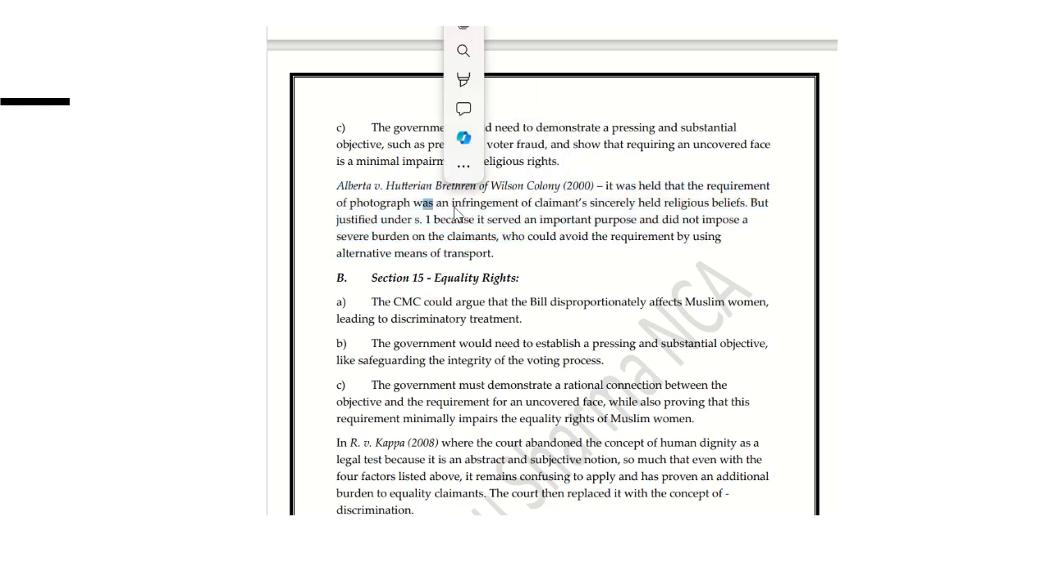The requirement of photograph was an infringement of claimant's sincerely held religious belief. So this case has exact similar facts. That is why this is 100% important for you to mention. So I would suggest whatever cases are mentioned in the syllabus, 99% the facts are from those only. So you don't miss on those cases.